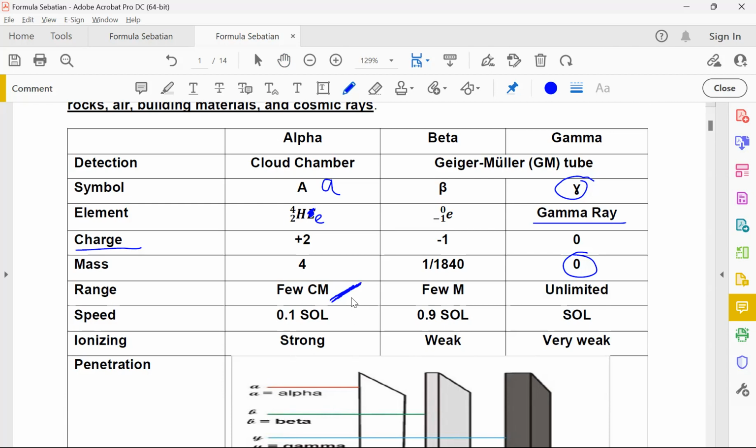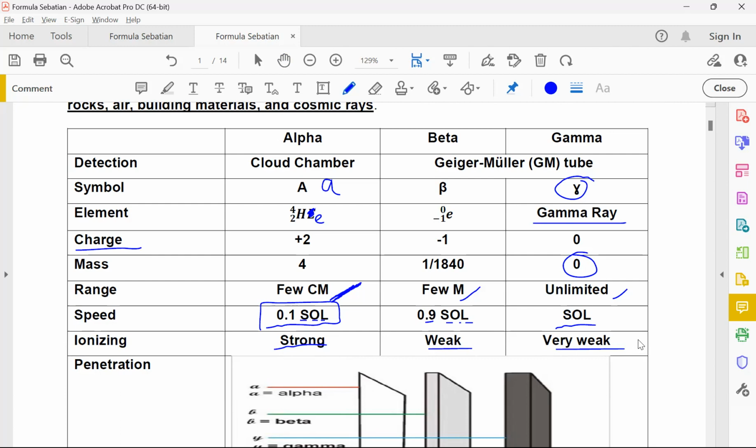The alpha particles don't travel very far. They just travel a few cm in that factory dish I showed you. Beta can travel a few meters, and gamma is just like radiation, it travels unlimited. Okay, in terms of the speed, you need to know that this guy runs the slowest, 10% the speed of light, this is 90% the speed of light, and gamma is the speed of light, because once again, it's electromagnetic waves. In terms of the ionizing, like I mentioned, strong, weak, weakest.